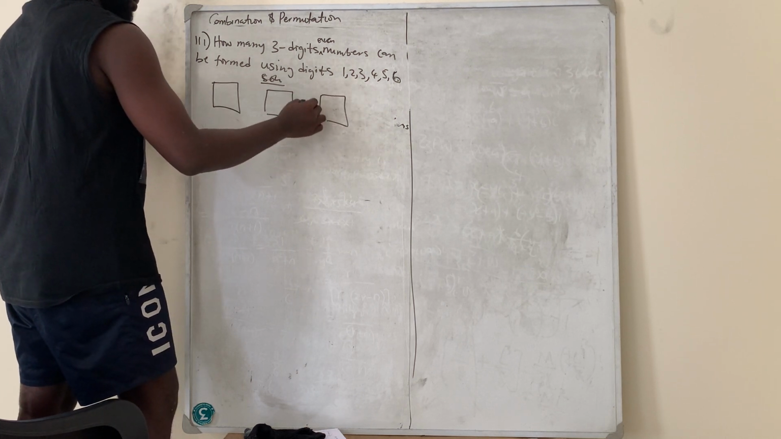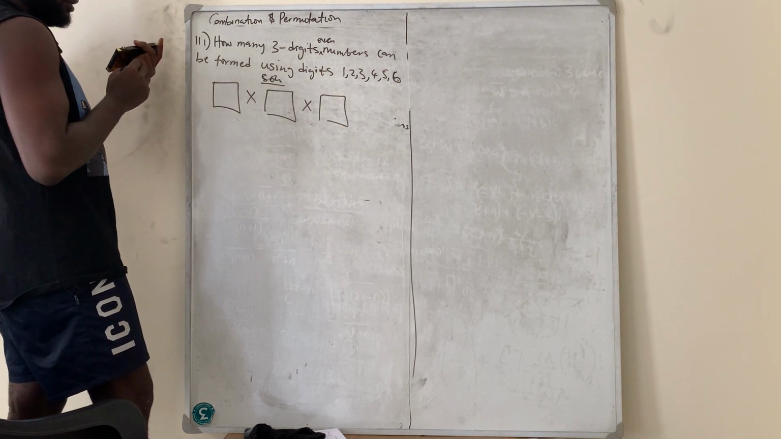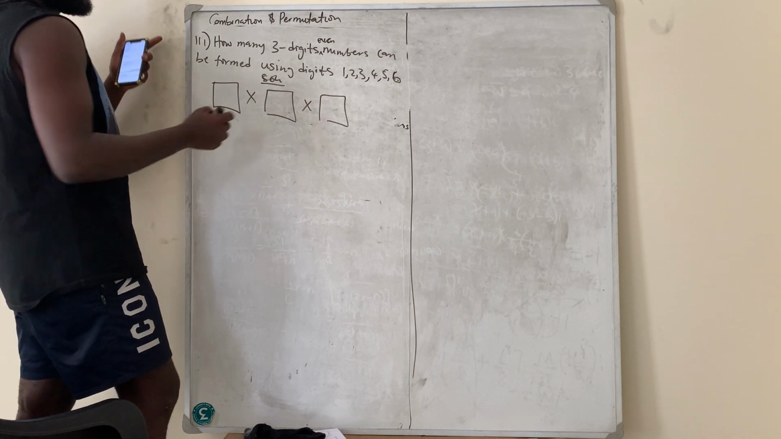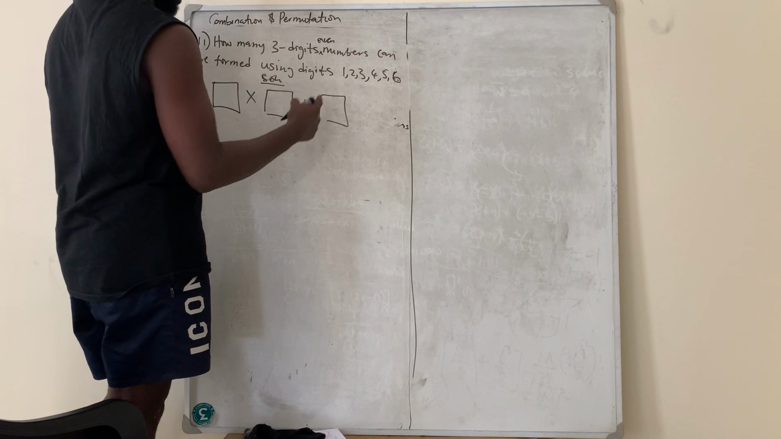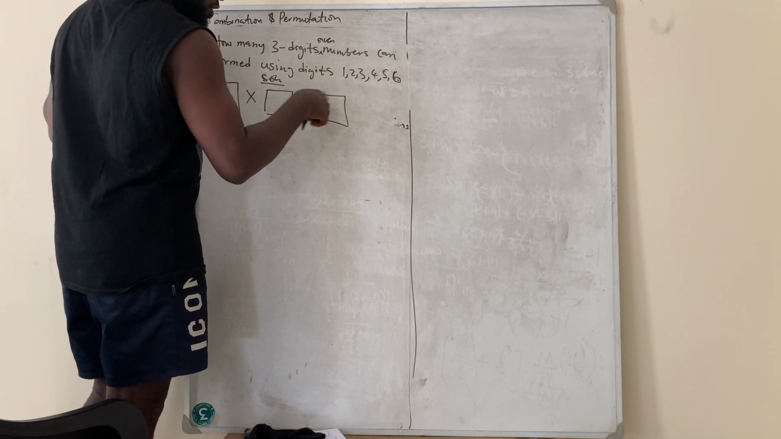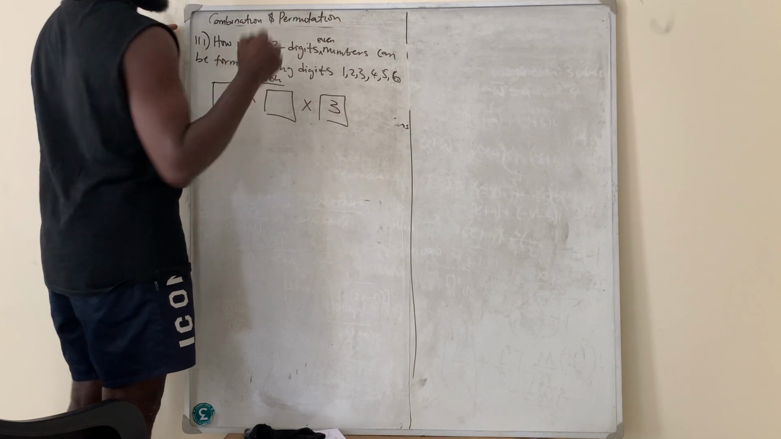Now, you remember what makes a number even is the last digit. If the last digit is even, then the number is even. So if you look at here now, how many even numbers do we have? 1, 2, 3. We have 3 even numbers here, so we have just 3 chances of numbers entering here.